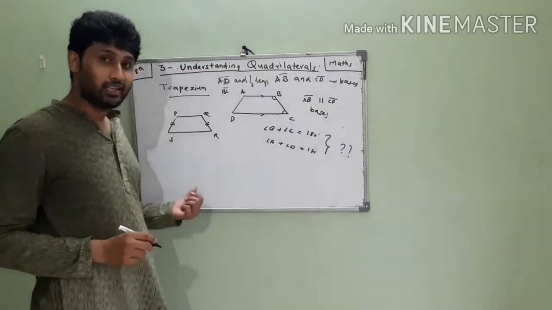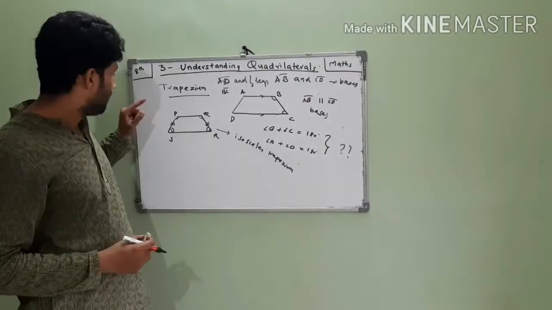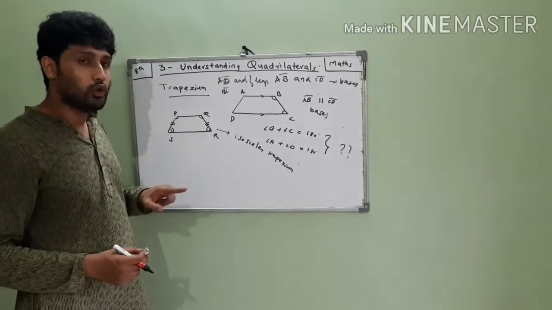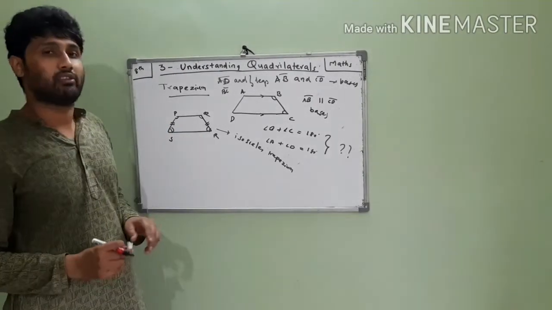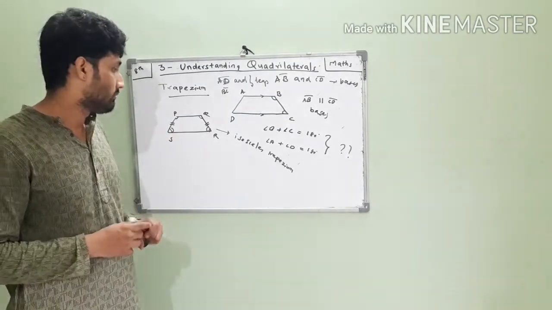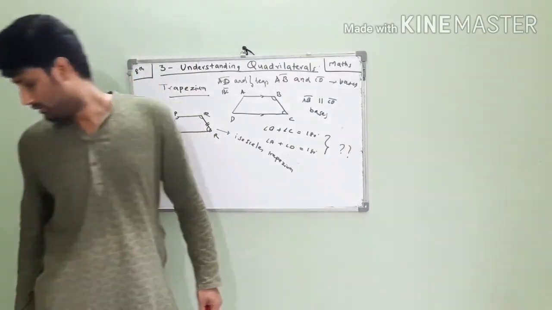So if the legs are equal, it becomes an isosceles trapezium. In an isosceles trapezium, angle P and angle Q will be the same, and angle S and angle R will be the same. That is a property of an isosceles trapezium, right? I hope trapezium is clear. Okay, let us move on.